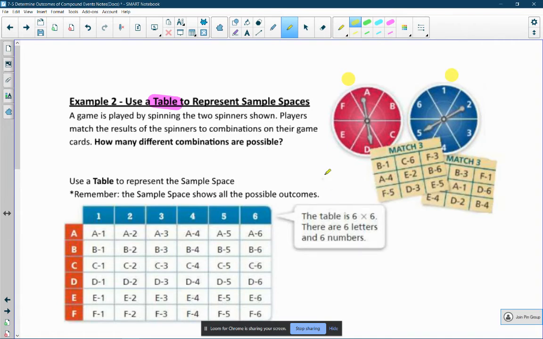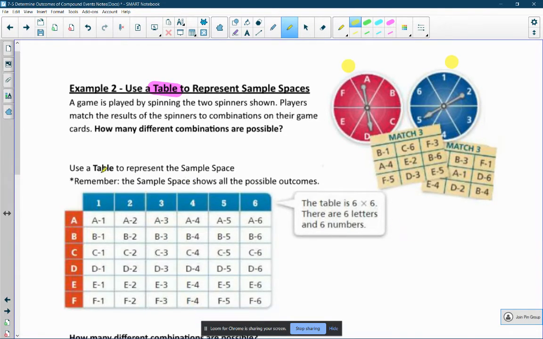Players match the results of the spinners to combinations of their game cards. How many different combinations are possible? So they're spinning a spinner with letters, we're spinning a spinner with numbers, and we're looking at all the different combinations. So we're going to use a table to represent this sample space.